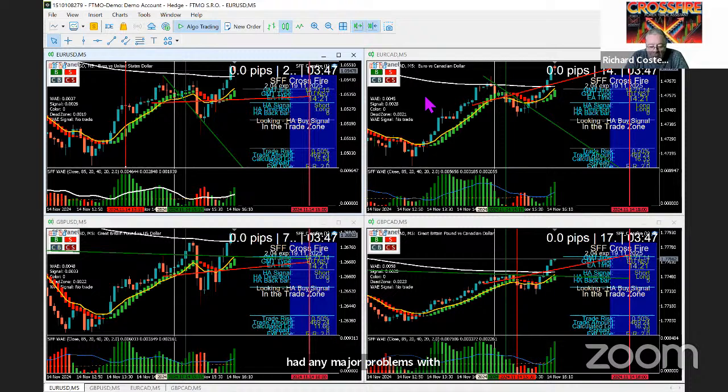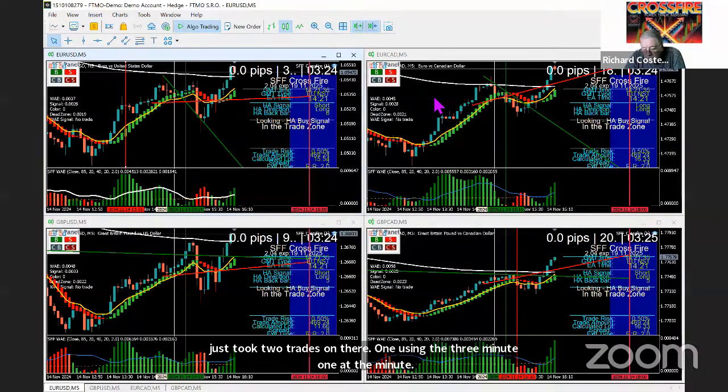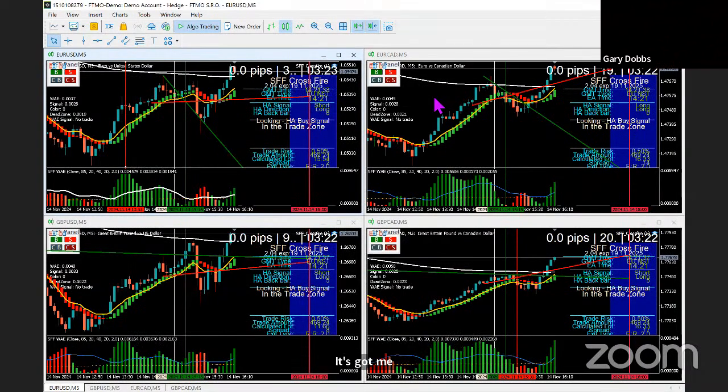What I've been having is consolidation, where when you look at why you lost the trade, it basically just got stuck in consolidation, moving sideways. I've just took 2 trades on there. I'm using the 3 minute one at the minute. It's got me into the CAD one, and it's got me into a Euro USD. They're doing all right at the moment.